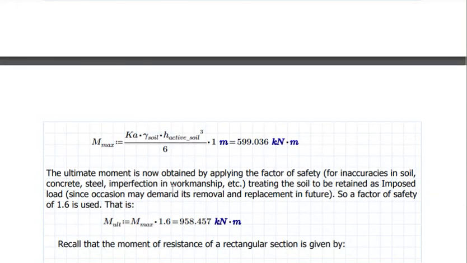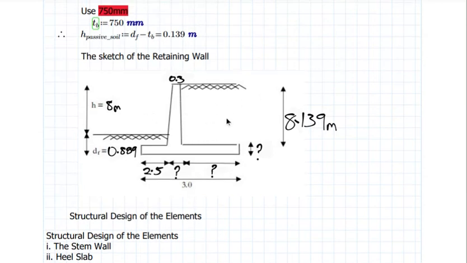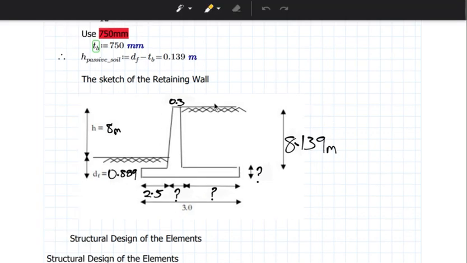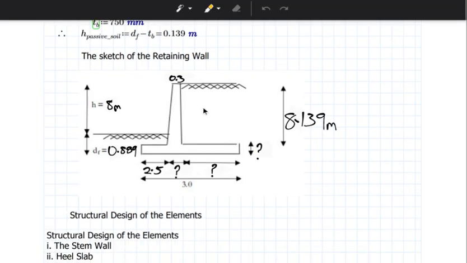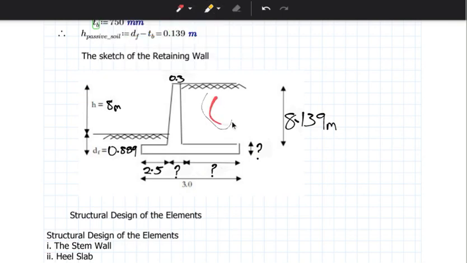So that's that. The next one is now getting the moments. We are trying to get the moment induced on this wall due to the active pressure of the soil. Come on, let me bring a pen. There is soil everywhere here. Okay, so this soil here.